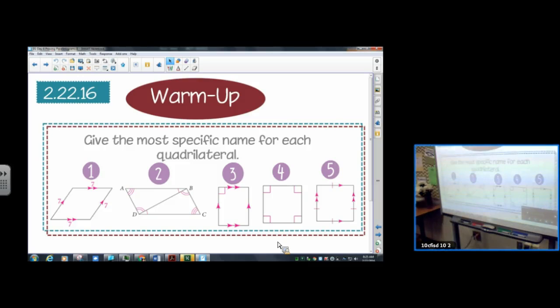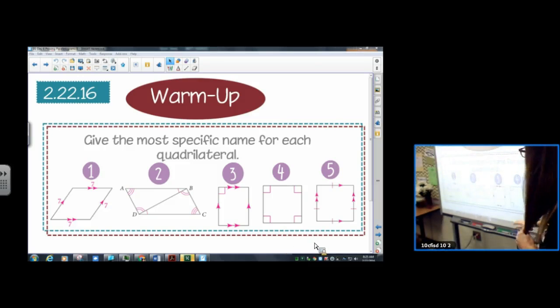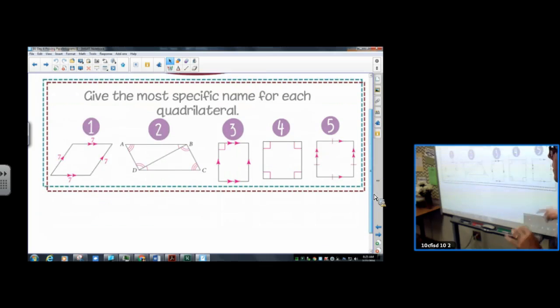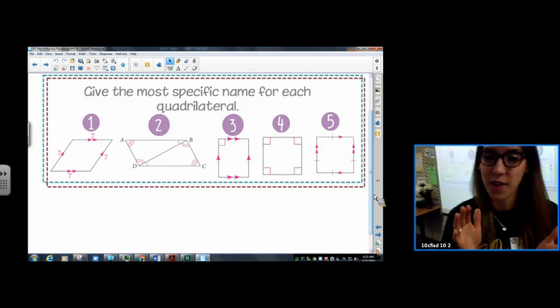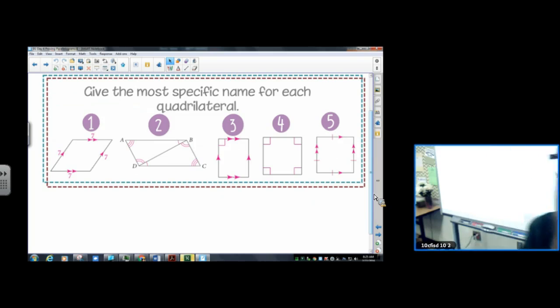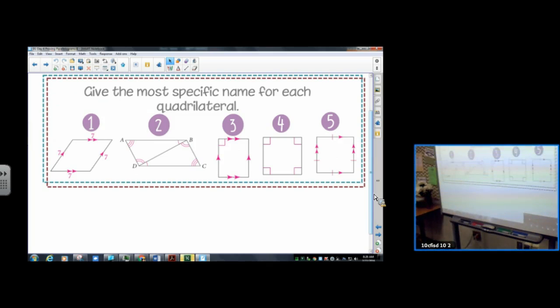So this warm-up is actually what we are learning today in our lesson, but I bet we can do most of these without the information from today's lesson, from our information from Friday. All right, give the most specific name for each quadrilateral.